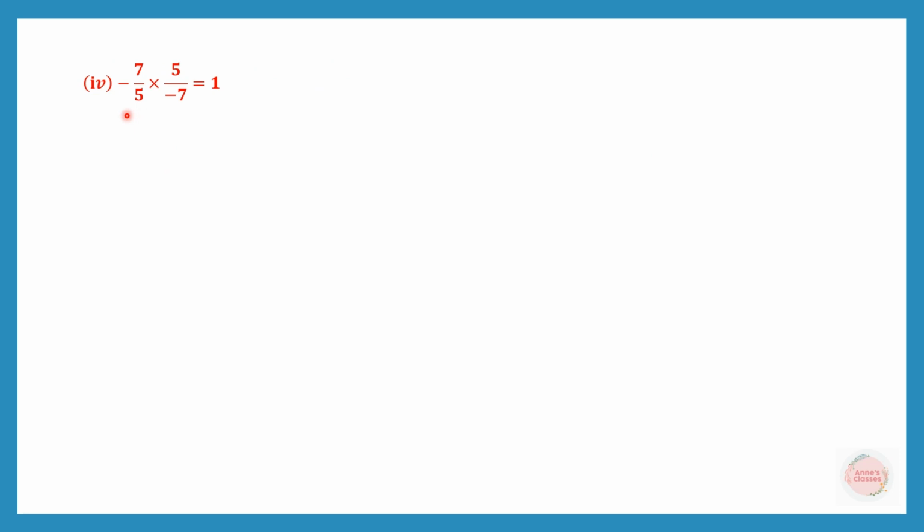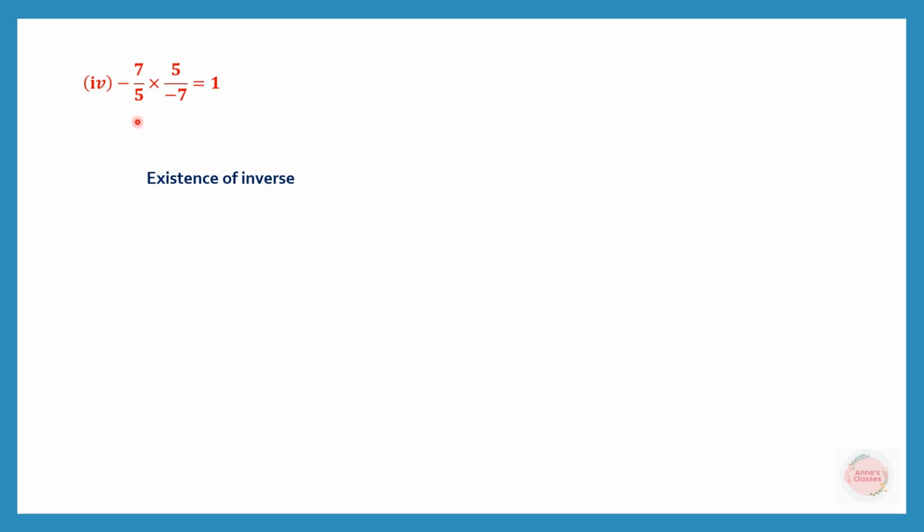Next one here, minus 7 by 5 into 5 by minus 7 is equal to 1. When you work this out, you get 1. So what do you see here? This is a rational number. This is its reciprocal or the multiplicative inverse. So when you multiply a number and its multiplicative inverse, your answer is 1. That means this shows that in multiplication, you have a multiplicative inverse. This shows the existence of inverse.